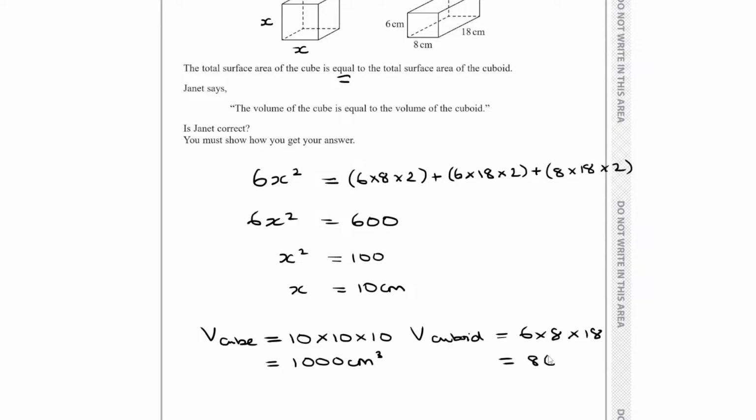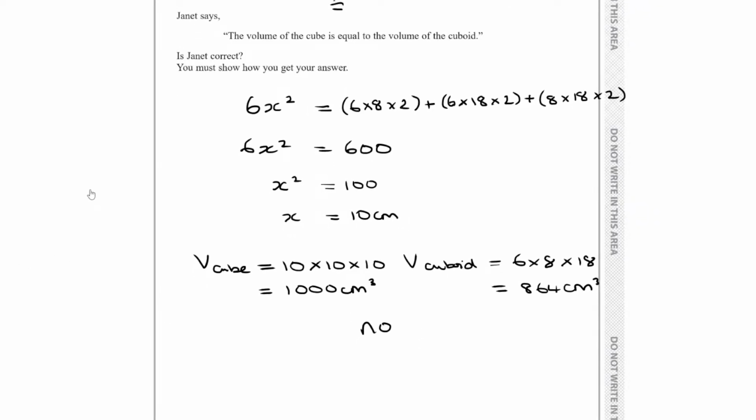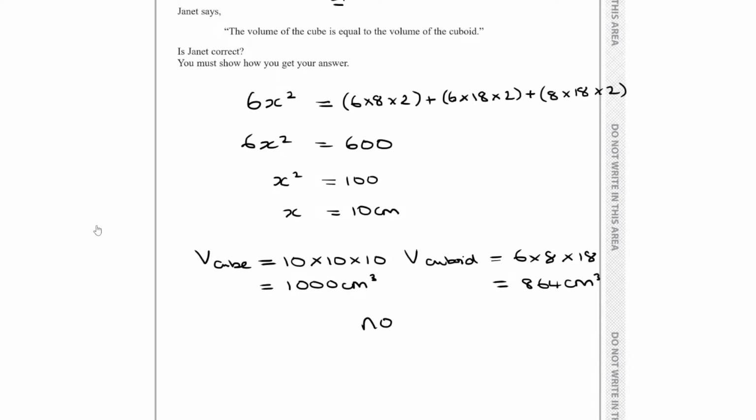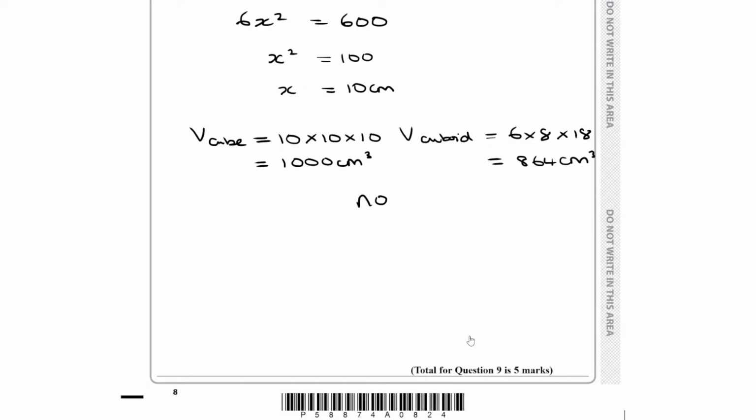864. And then you can say, well, no, Janet is not right because they are not equal, are they? They're not the same. Yeah, she's wrong, exactly. So you would say no, or you say she's wrong, just make it obvious, like yes or no. And that was 5 marks, which I think is fairly nice.